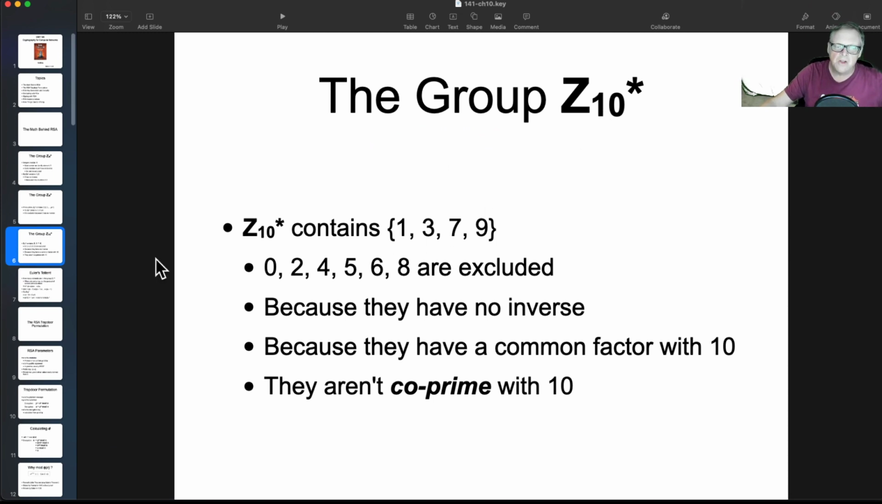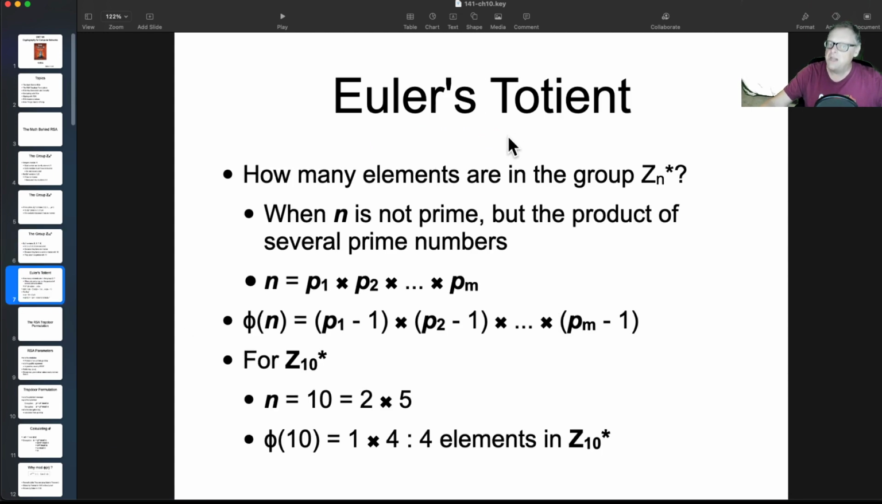So this might seem a little complicated to understand, but it turns out to be very easy to get the number of elements in these groups. Euler's totient does it. It's very simple. If n is the product of a certain number of prime numbers, then you take p1 minus 1, p2 minus 1, and so on. That's how many there are in the group. And you can kind of see it, obviously. You take each of the prime factors, and you exclude that and all multiples of it. So anyway, for Z star 10, it's easy enough to see. It's 2 times 5, so Euler's totient is 1 times 4. That gives you the 4 elements in Z star 10.